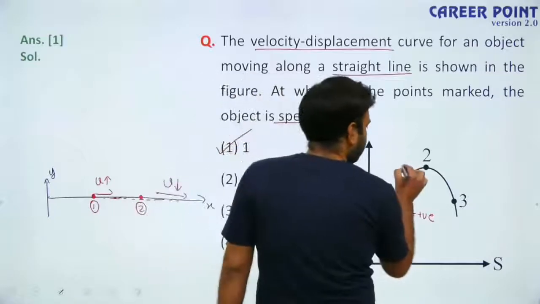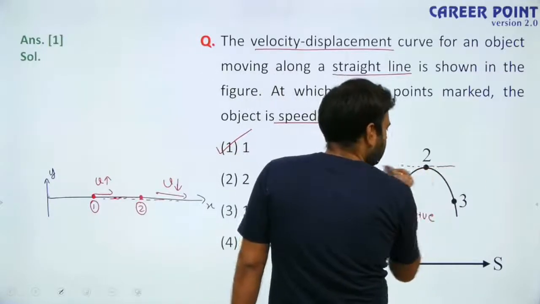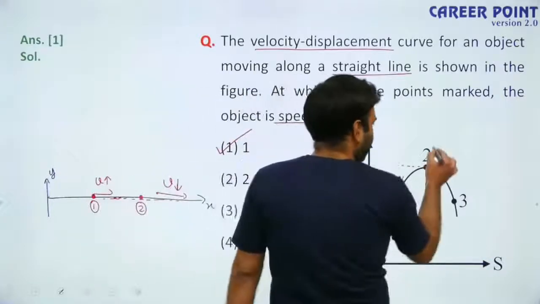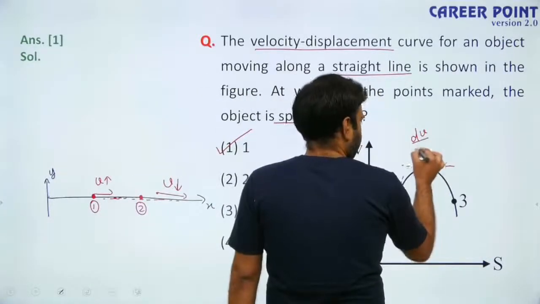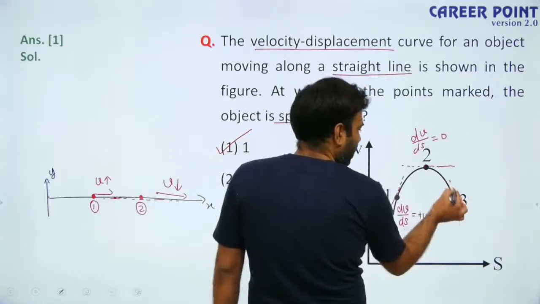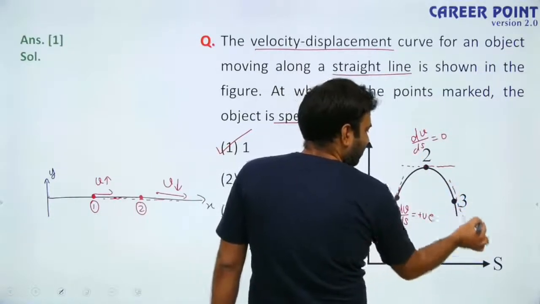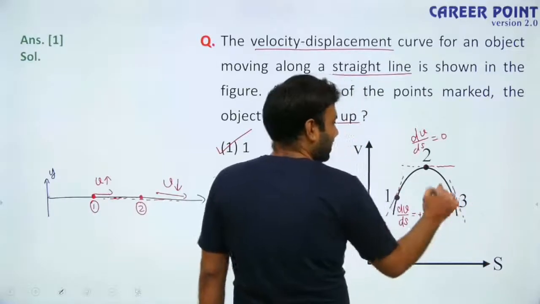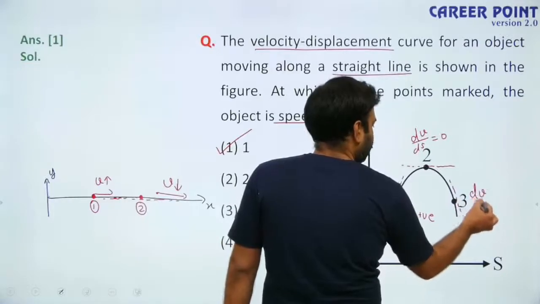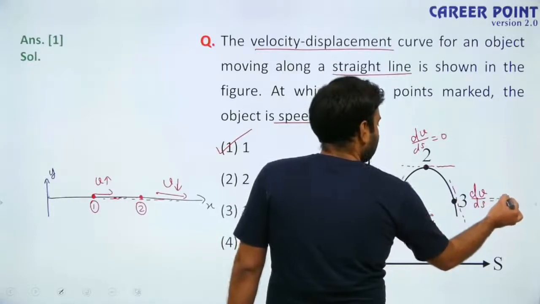At this moment, the slope is 0 because this tangent is making 0 angle from the x-axis. So we can say at this moment dV by ds is equal to 0. And at this point, the angle made by this tangent from the x-axis is greater than 90 degrees. That is why its tan theta, which is the slope, which is dV by ds, is negative.